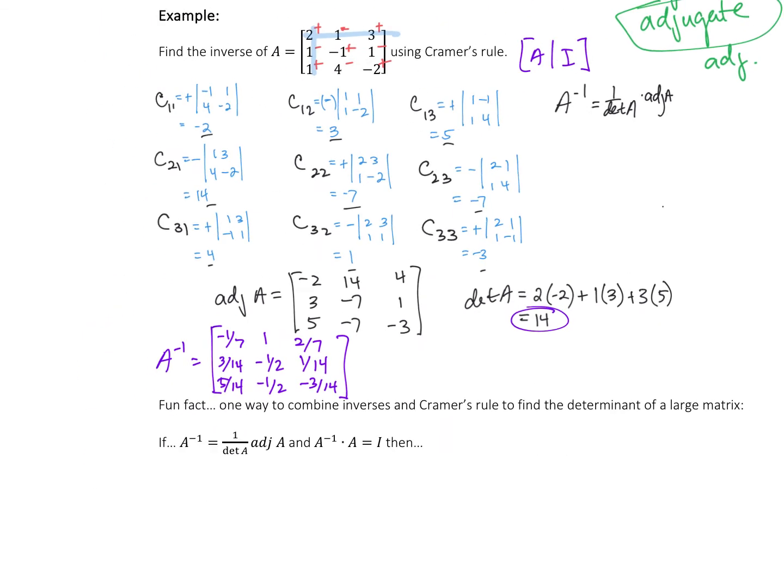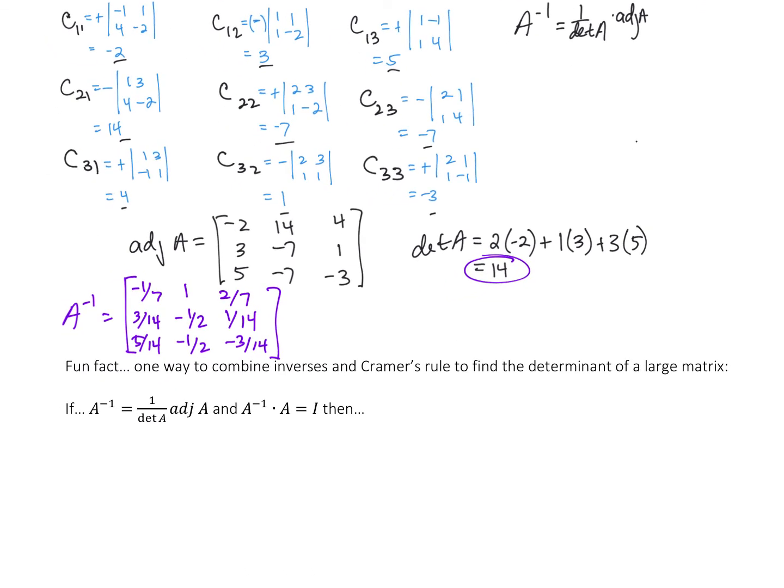All right, another fun fact. You ready? You ready for this? Now, we didn't actually have to do this process right here. What we could have done, if we take the fact that we've determined that our inverse is equal to 1 over the determinant times our adjoint matrix, and we know that A inverse times A is equal to the identity, well, I'm going to do a little bit of fun algebra here.